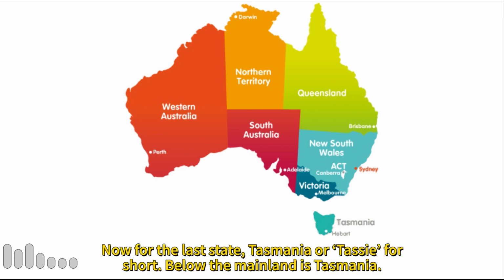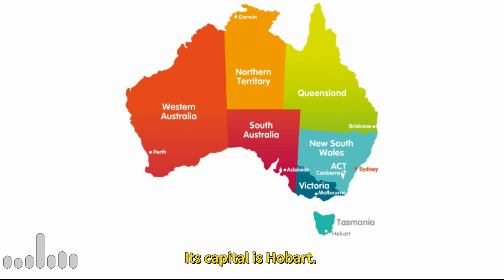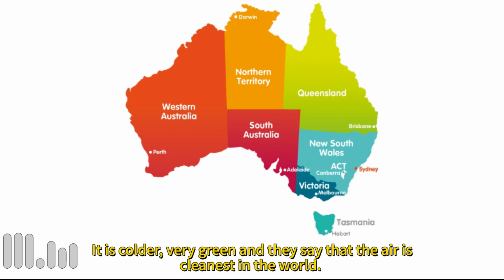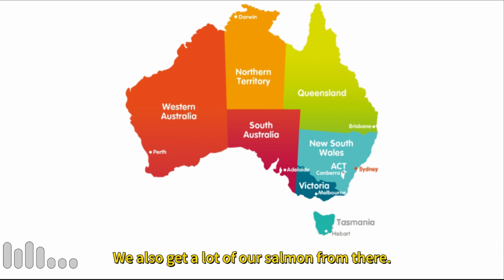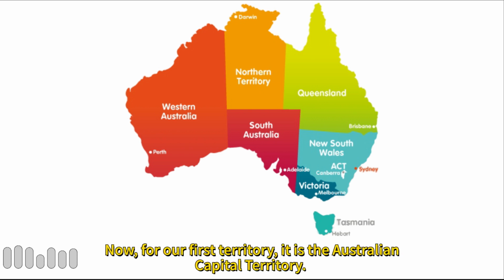Now for the last state, Tasmania, or Tassie for short. Tasmania is its own island and is located below the mainland. Its capital is Hobart. Tasmania is known for its wilderness, forests, and wildlife. It is colder, very green, and they say that the air is cleanest in the world. That's also where the Tasmanian devil gets its name from. We also get a lot of our salmon from there. Delicious!